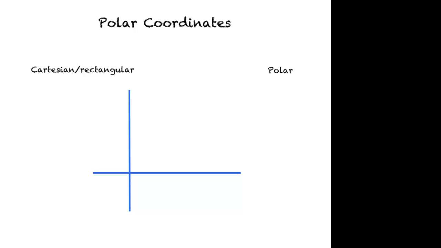In this section, I'm going to introduce you to what are called polar coordinates. So polar coordinates are to be distinguished from what are commonly called rectangular or Cartesian coordinates. Now, Cartesian/rectangular coordinates are what you're familiar with. That's a way to specify a point by giving an x-coordinate and a y-coordinate, where we call, by convention, the horizontal axis the x-axis and the vertical the y-axis.